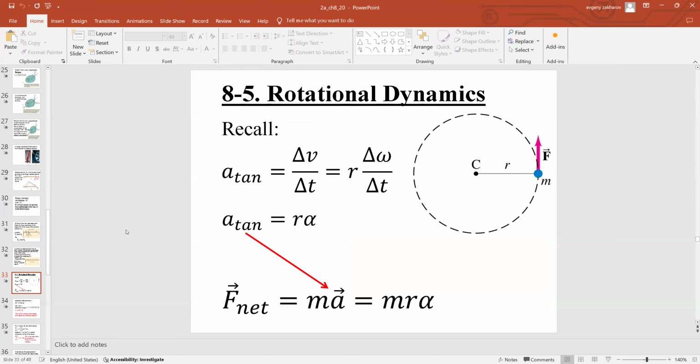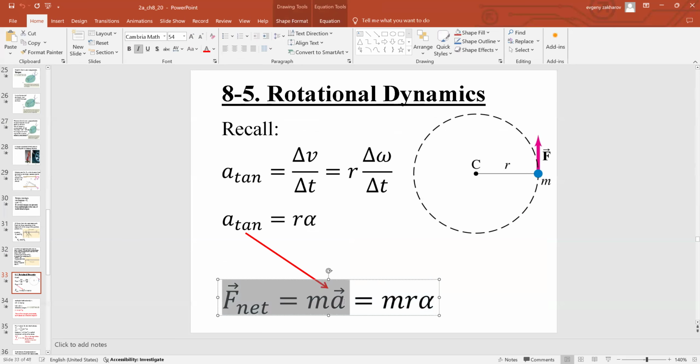So for dynamics, we need the second Newton's law. And this was the second Newton's law with constant mass back in the days with linear parameters. Now, recall the connection between linear parameters and angular parameters for acceleration. It's r times alpha. So instead of linear acceleration, I want r times alpha.